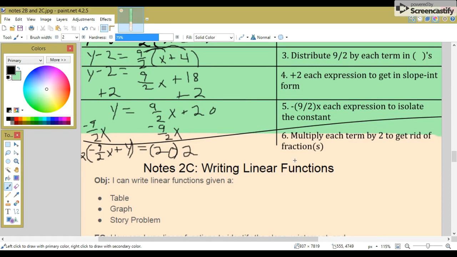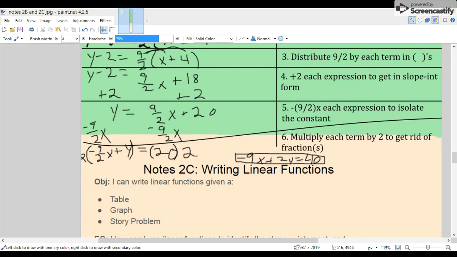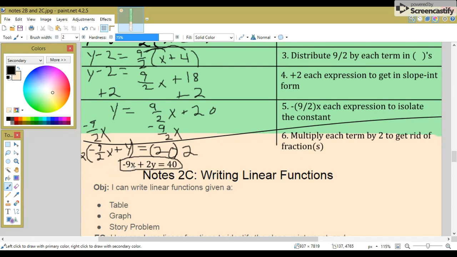So our final answer is negative 9x plus 2y equals 40. And that's our standard form. Our answer is negative 9x plus 2y equals 40, because these 2's will cancel for the x term. 2 times 1y is 2y. And then 2 times 20 is 40.